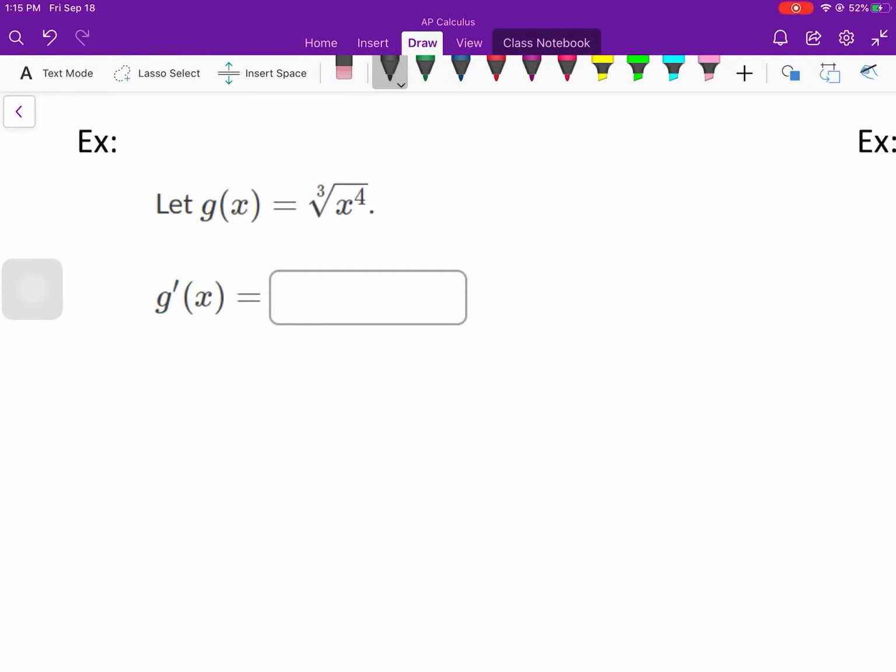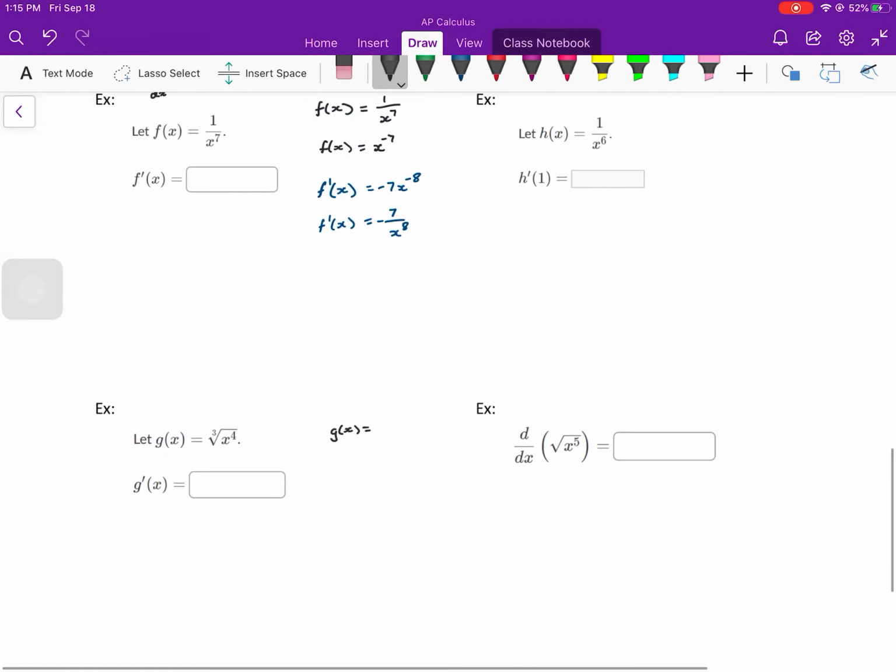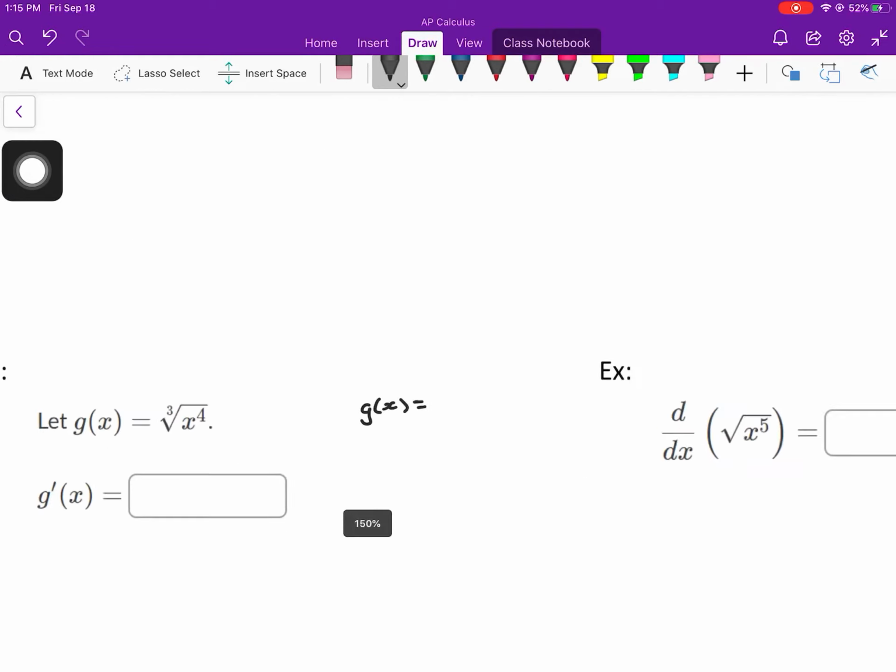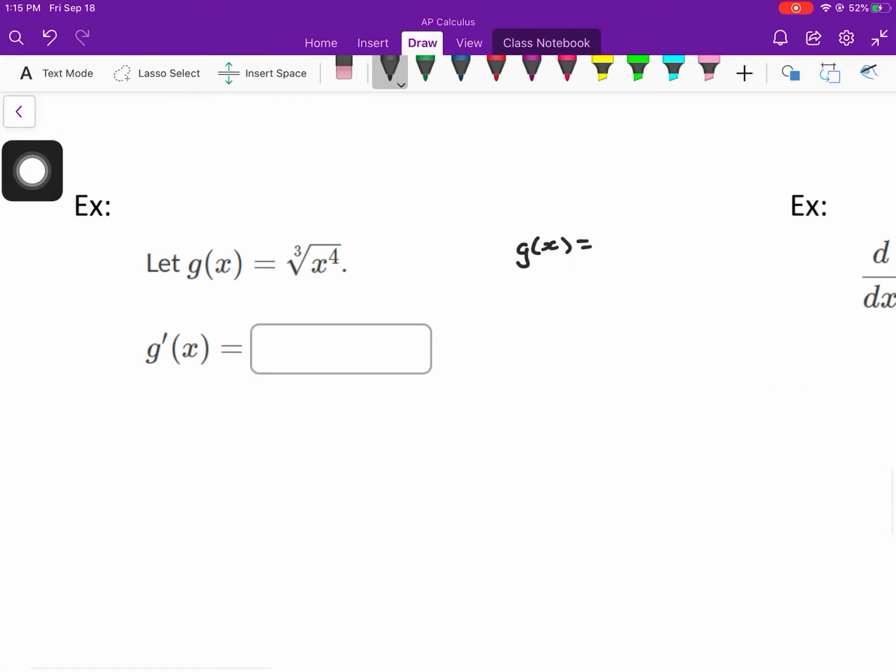So this one, I'm going to rewrite it. g of x doesn't currently have the form that we need, which is x to the n, right? So can I write it as x to the n? Well, yeah. The power is 4, the index is 3. Notice that right here. Now I can find the derivative by bringing down the exponent and taking away 1.